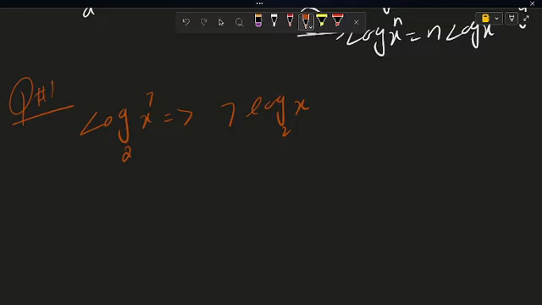Okay. So some students are confused, like they will do the wrong steps. Just a second.